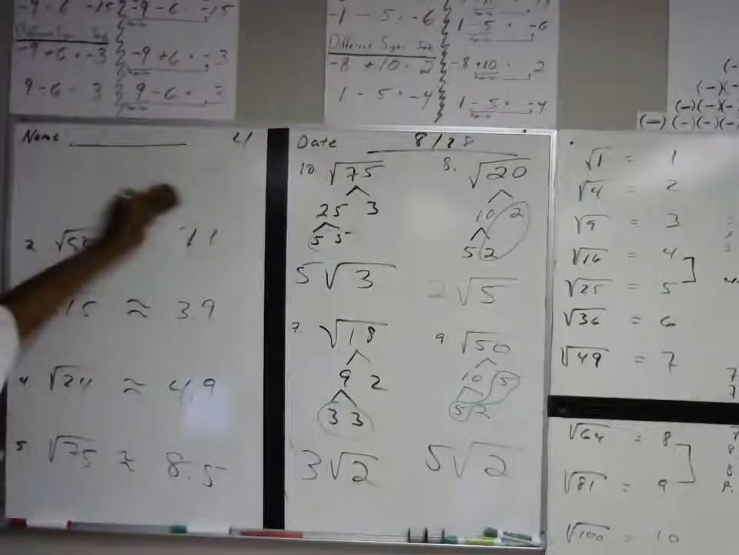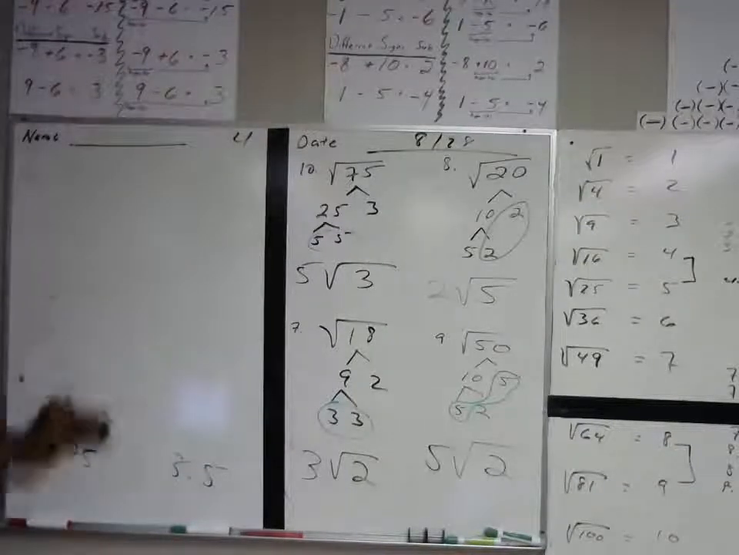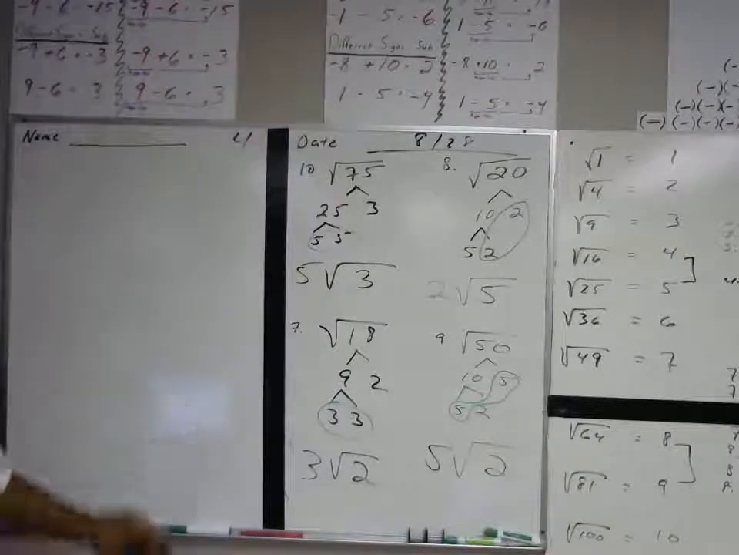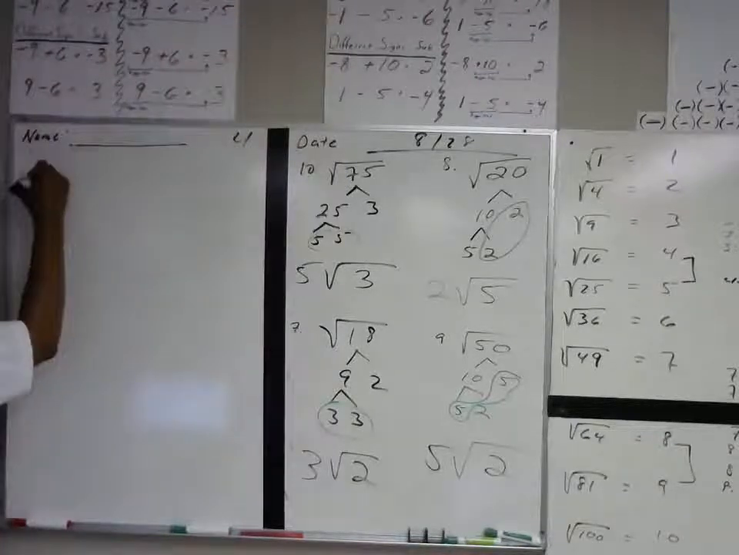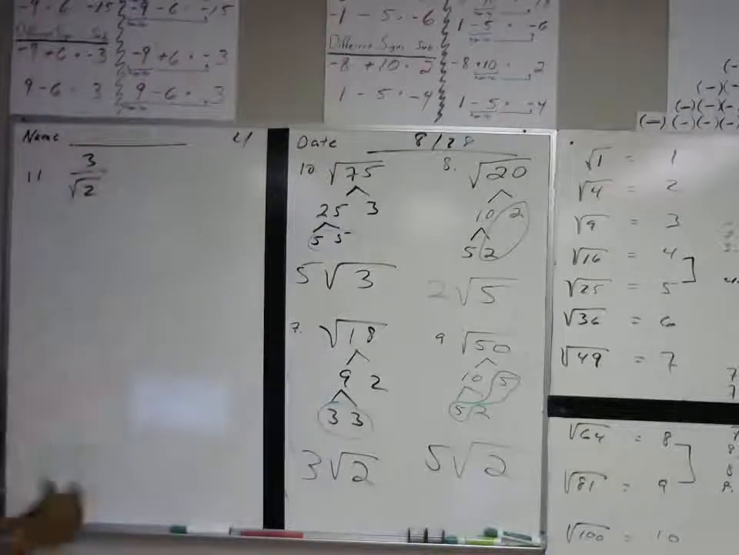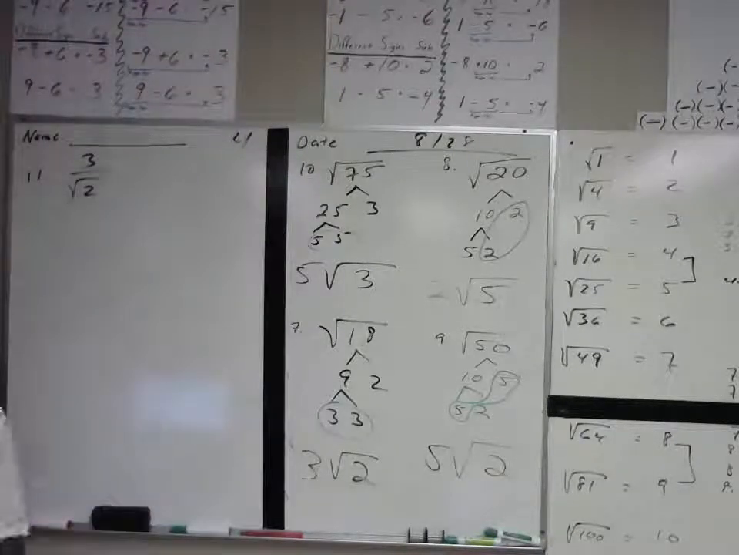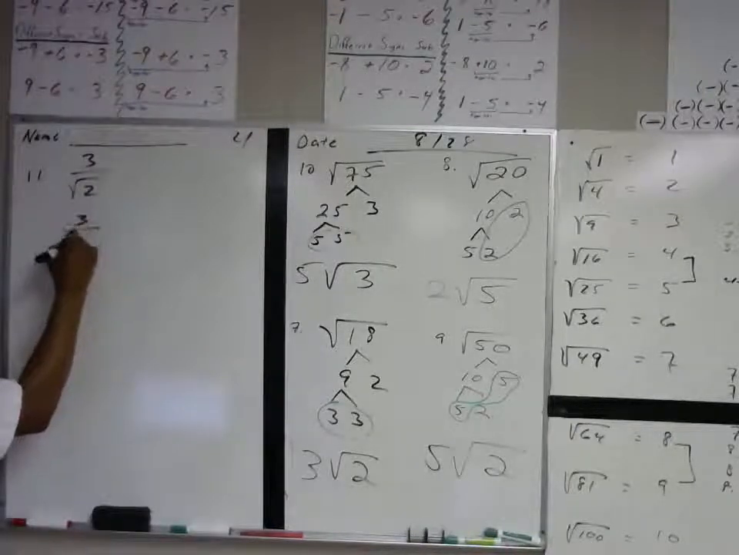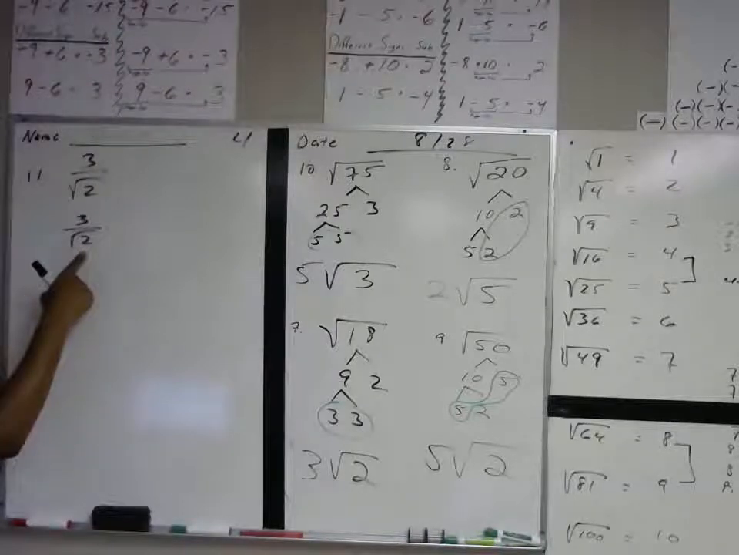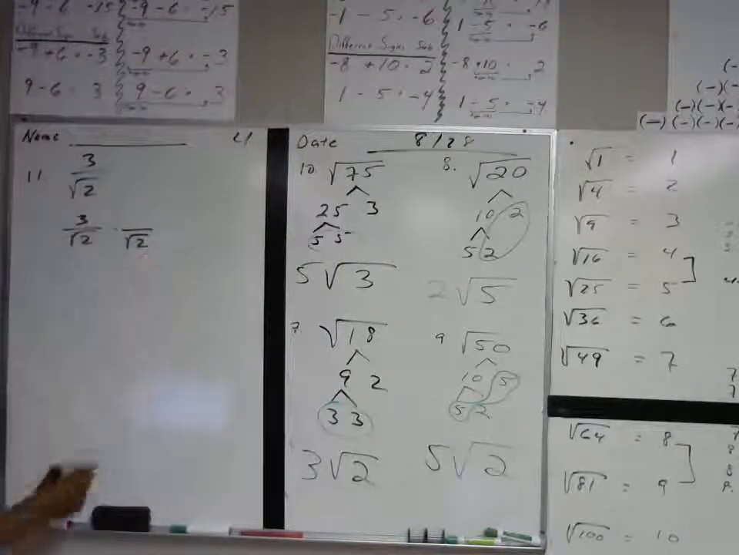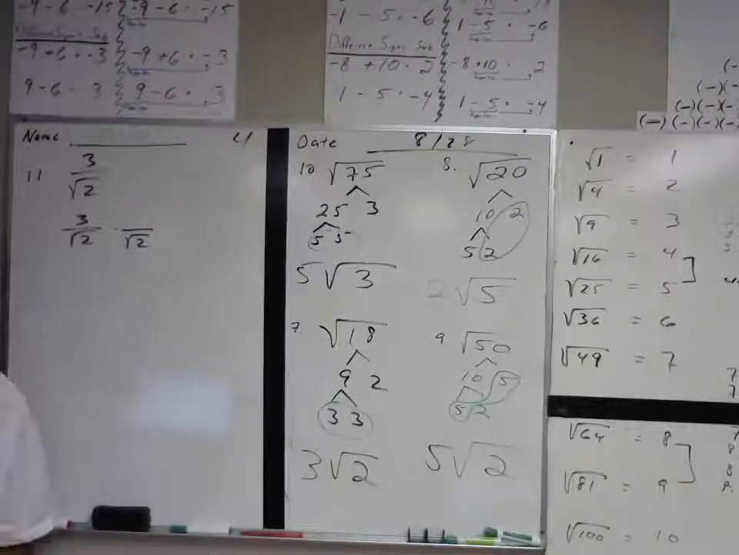Okay. Here's the last problem. Rationalizing denominators. Okay, we got 11, which is 3 over the square root of 2. Exactly as I do, I want you to write 3 over the square root of 2 again, a second time here. And next to this, we're going to multiply the square root of 2 times another square root of 2.